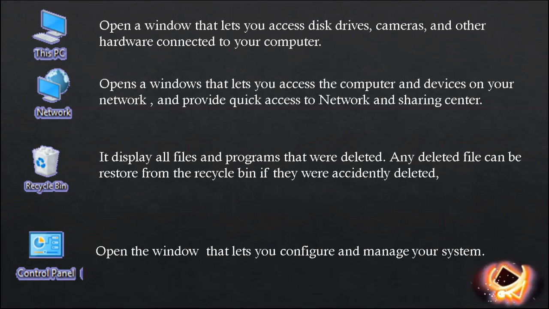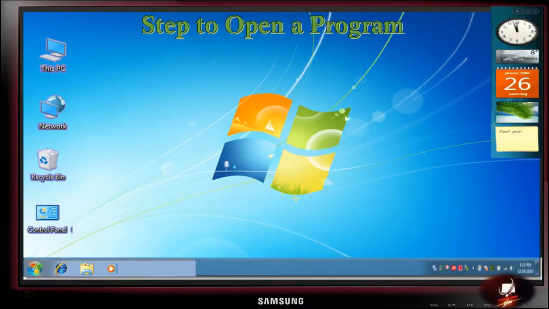So next we are going to discuss the steps to open a program. Now what is the step to open a program? Many of you may think, now we have discussed the major part, the taskbar, the parts of the taskbar, the icons. Now let us see how to start a program in Windows 7 or Windows Vista.